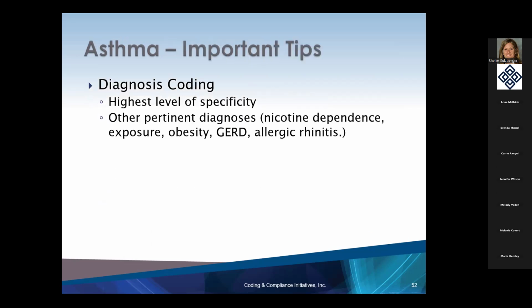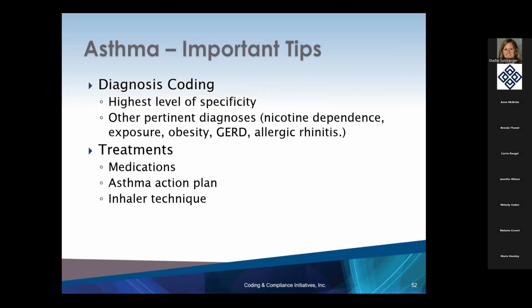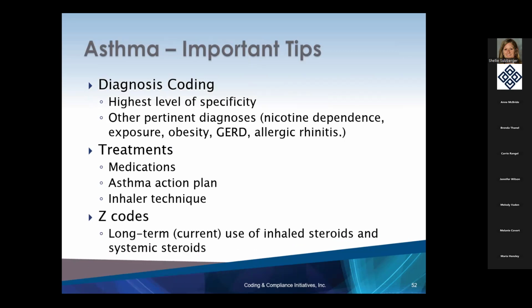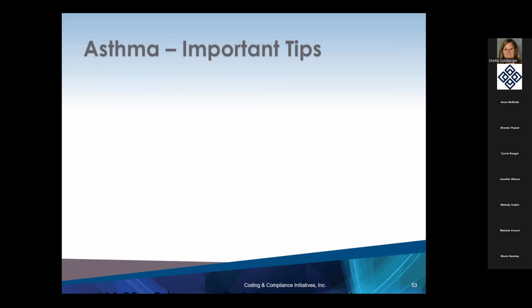So we always want to document to the highest level of specificity, always. We also want to include any of those underlying conditions: obesity, GERD, nicotine dependence. We want to know what treatments the patient's on. We also want to think about those underlying codes that we might miss, like long-term current use of inhaled steroids or systemic steroids. There's a Z code for that that can go with my asthma diagnosis.